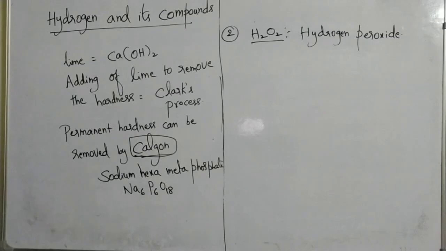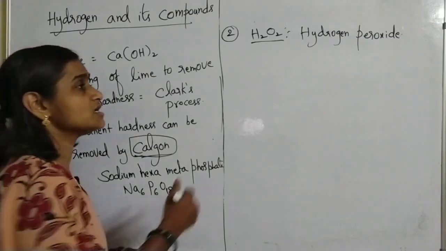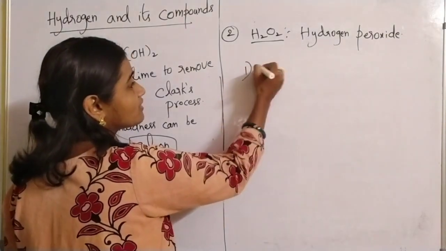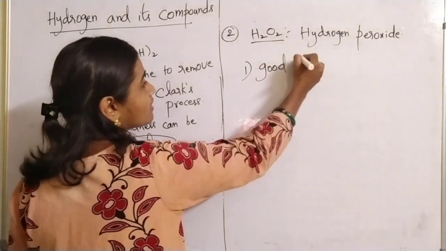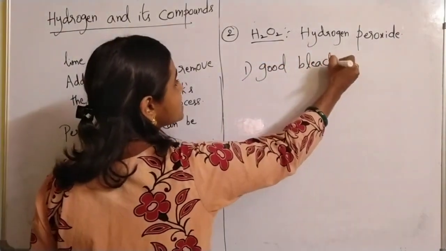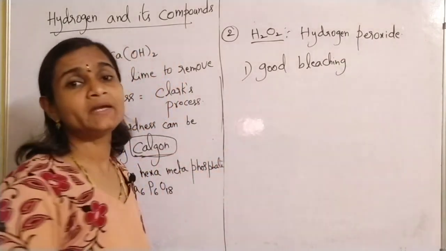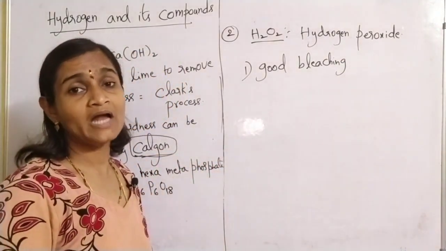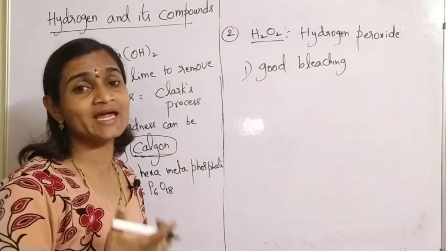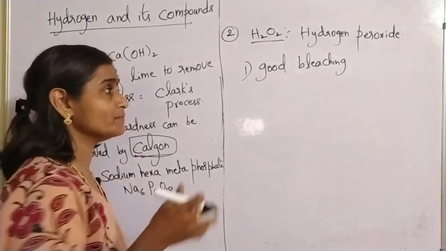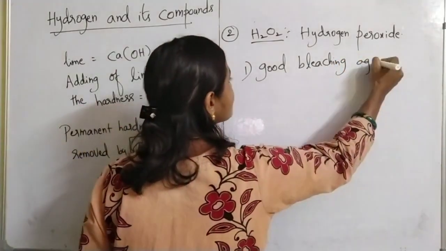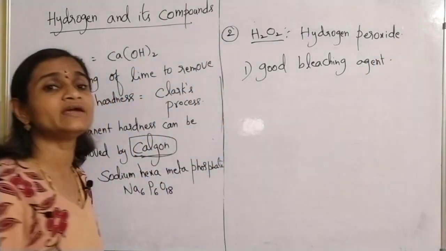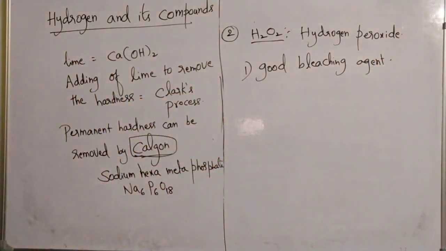If you go for the uses, as I already told you, it acts as a very good reducing agent or bleaching agent. Bleaching agent means what? It bleaches away the unwanted waste materials, which get bleached away. Good bleaching agent. As a disinfectant also, we can use this substance. And it acts as an oxidizing as well as a reducing agent.